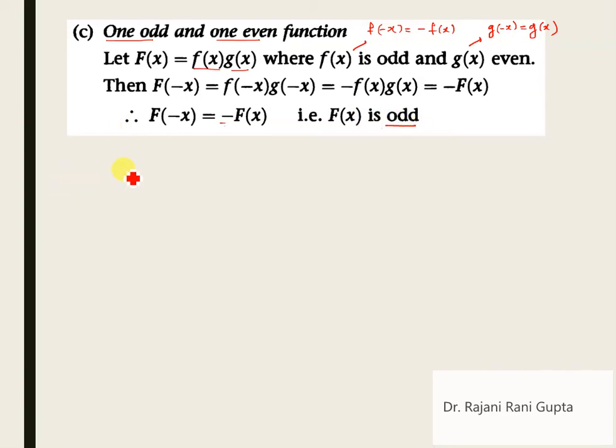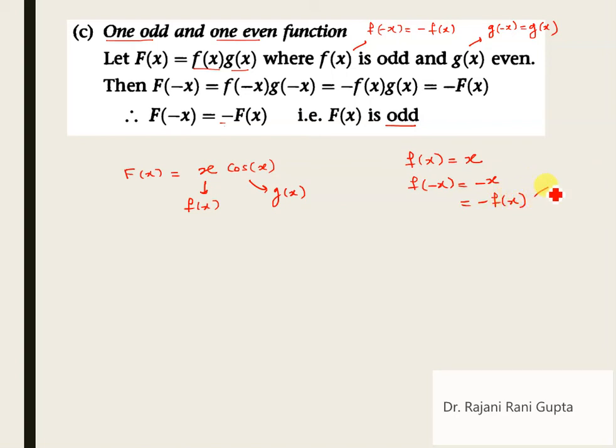For example, if I say f of x is equal to x cosine of x. Let this be the function f of x and this be the function g of x. So f of x is equal to x. What is f of minus x? This is minus x, which is minus of f of x. Hence it is an odd function. And g of x, which is cosine of x, g of minus x is cosine of minus x, which is nothing but cosine of x, meaning g of x.